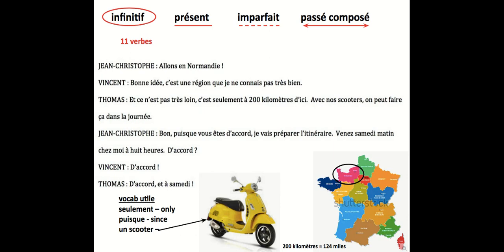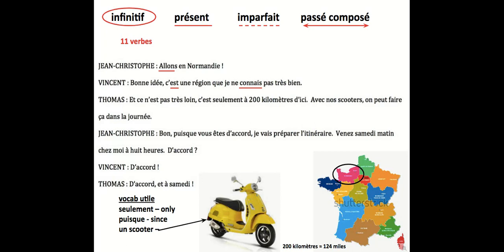Okay. Go ahead, if you haven't found all the verbs yet, go ahead and pause, find all the verbs, and when you are done, click play. OK, d'accord, on va réviser. Alors, allons en Normandie. We've got one verb there. It's allons, present tense. Bonne idée, c'est une région que je ne connais pas très bien. Il y a deux verbes. The first one is c'est, a, right, in c'est. Et le deuxième, connaît. Je ne connais pas très bien. Those are both in present tense.